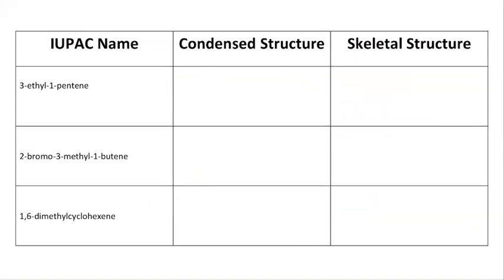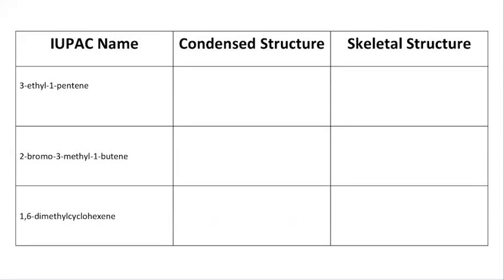Let's now practice, if you're given the name, how to draw the condensed structure and the skeletal structure for a given name, okay? Let's go through the first one. We have 3-ethyl-1-pentene, okay? As I told you guys, if you're given a name, you should start writing the parent chain first, okay?